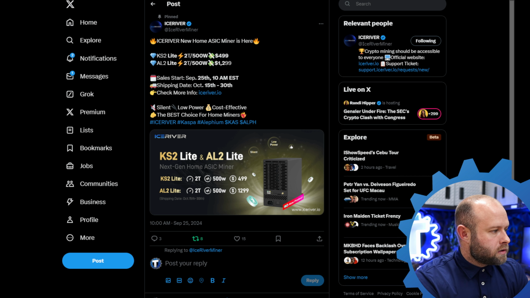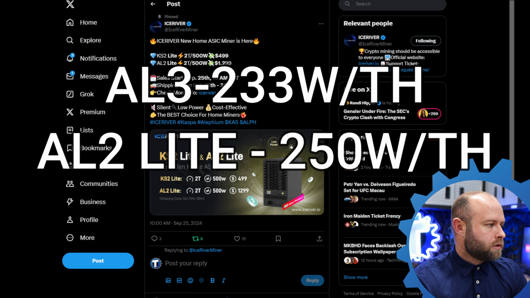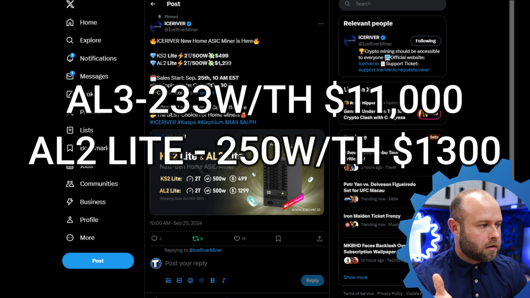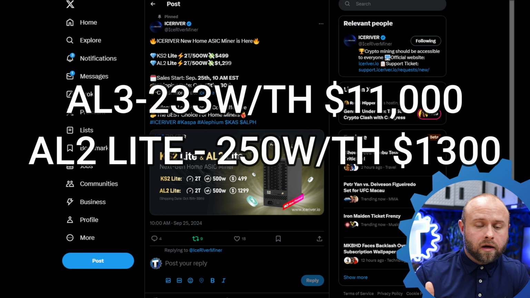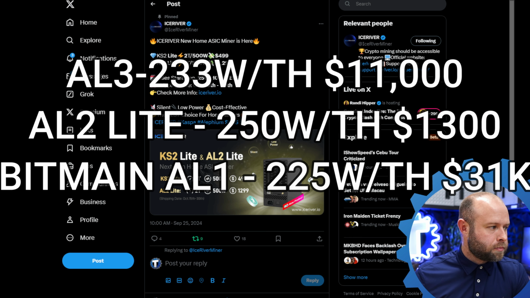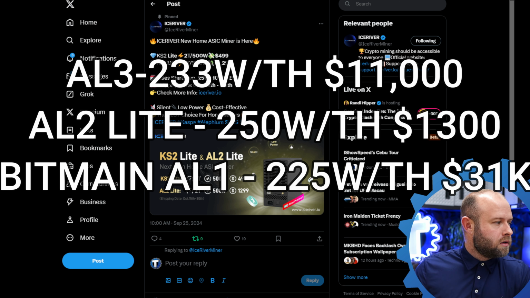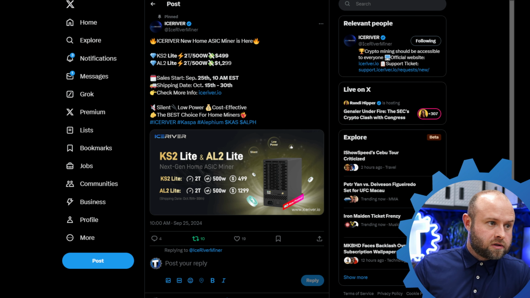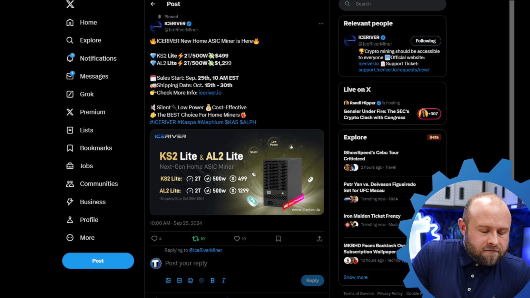And in comparing with the other Iceriver products, their AL3 versus this new AL2 Lite, AL3 coming in at 233 watts per terahash, AL2 Lite 250 watts per terahash, so a little more power hungry, not as efficient as an AL3, but at a price of $1,300 versus an $11,000 miner, you're still in that same efficiency range. Bitmain AL1 is still beating everybody at 225 watts per terahash, but at a price tag of still, well, according to Crypto Miner Bros, for this is spot price. Actually, it says delivery batch. I'm not sure which batch, but whatever. Crypto Miner Bros price, which is the price I'm going to take right now, is $30,600. So you can be kind of playing around in the realm of the same efficiencies with this new AL2 Lite at $1,300. Very attractive.